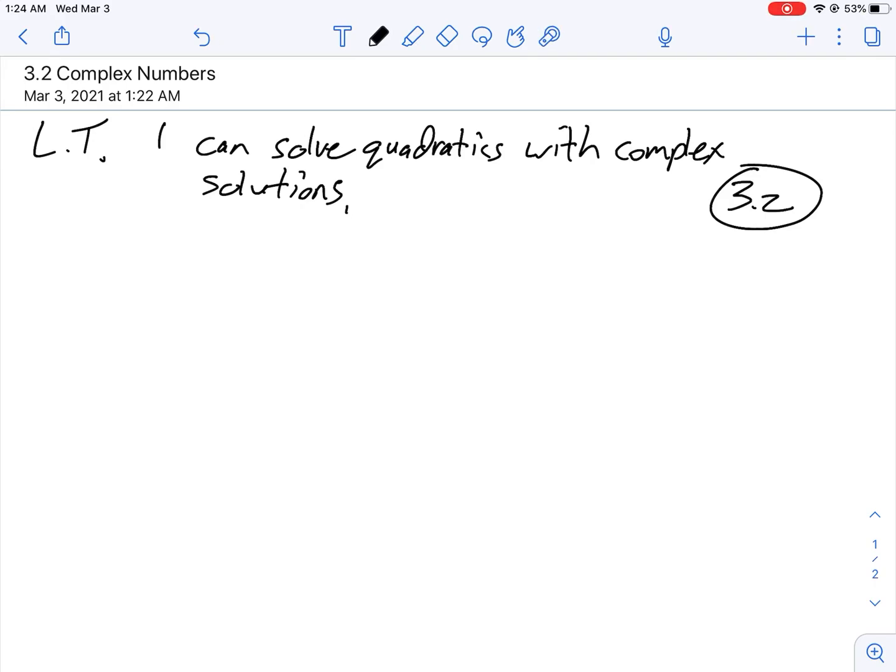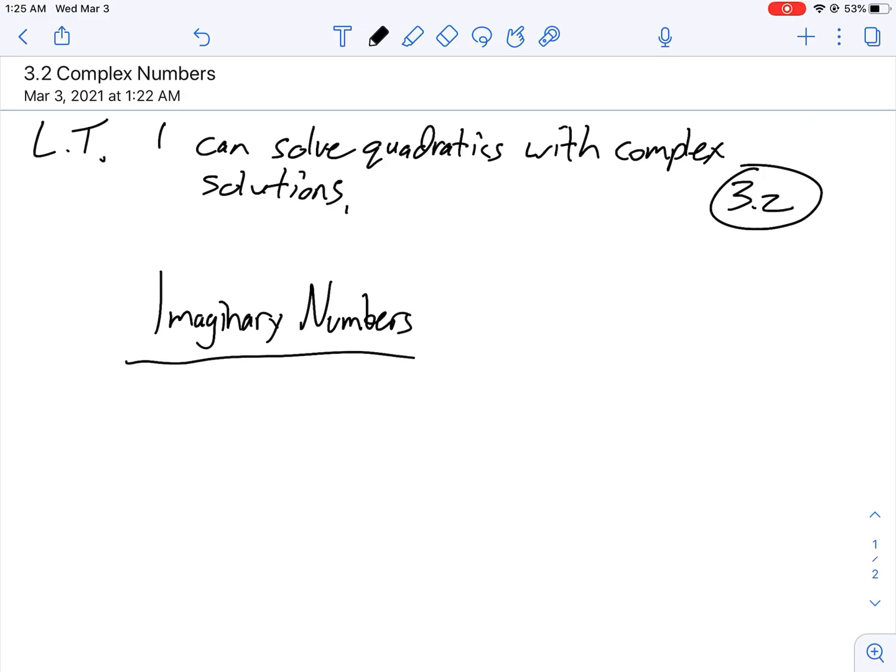3.2, learning target. I can solve quadratics with complex solutions. And what this is going to start with is we need to be able to deal with negative square roots. And the way that we deal with negative square roots is something called imaginary numbers.